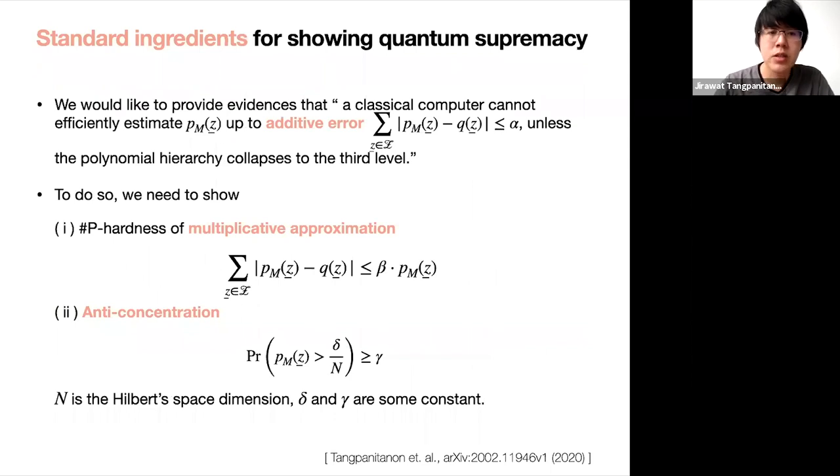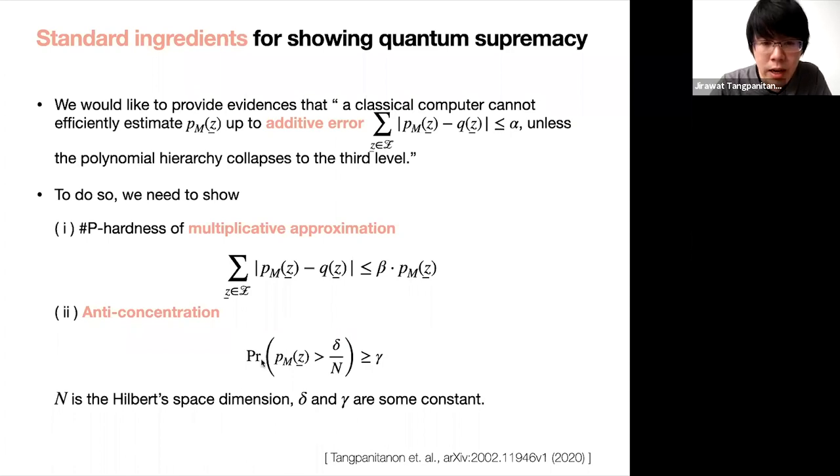Now, there is a standard framework to prove quantum supremacy. What we want to say is that a classical computer cannot efficiently estimate the output probabilities up to additive errors unless the polynomial hierarchy collapses to the third level. There are two standard ingredients that people use to support this statement. The first one is known as the Sharp-P hardness of the multiplicative, not the additive, multiplicative approximation.